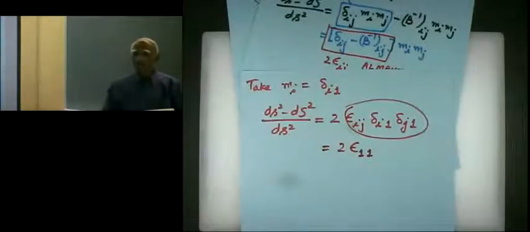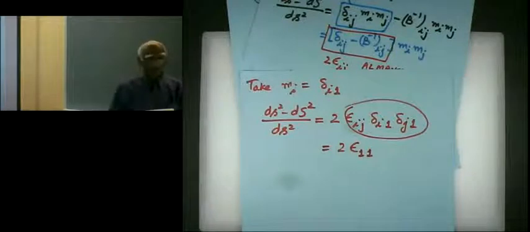gives you, roughly speaking, change in length per unit present length. Remember, we are comparing squares of lengths, so we should not be saying change in length per unit length. Only if the change in length per unit length is small does this quantity reduce to change in length per unit length. Otherwise, we are comparing squares of lengths, not the lengths themselves.